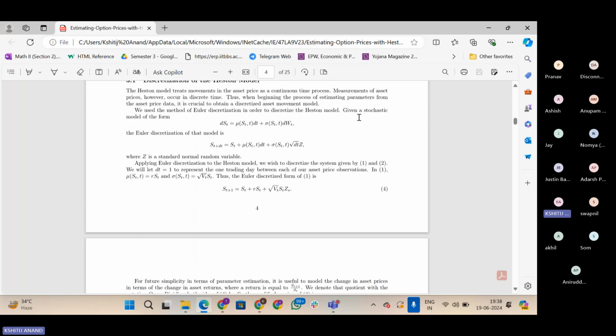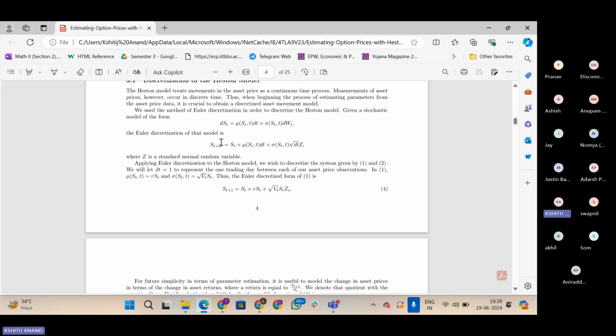The Heston model assumes that the stock price follows geometric Brownian motion. I hope you all know. This is the assumption of Black-Scholes as well, that the stock price follows geometric Brownian motion. That is why they have written the drift term as r S_t, and the volatility term as root V_t into S_t. Nothing else. And now this dt is the time step.